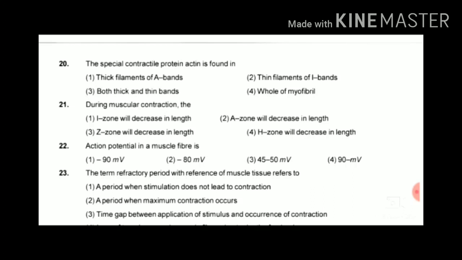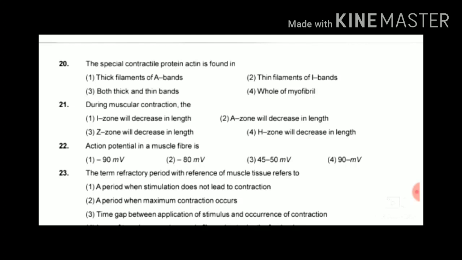During the muscular contraction, option number 1, I zone will decrease in length, number 2, A zone will decrease in length, number 3, Z zone will decrease in length, and number 4, H zone will decrease in length. And the answer is option number 1, I zone will decrease in length; the rest will not. Next is question number 22.